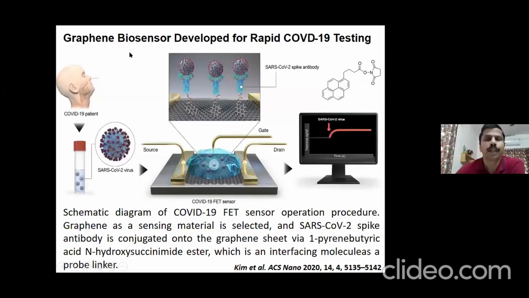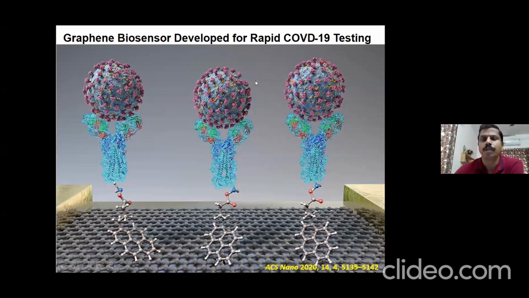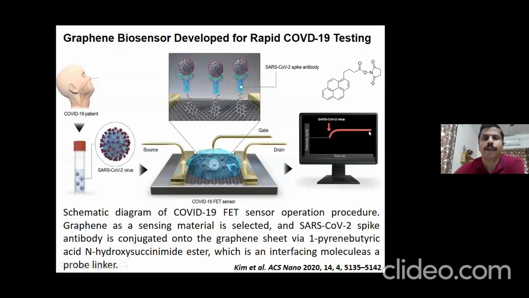What you are seeing here is the sensing of the COVID-19 antigen. So you can see that the COVID-19 patient, and you can take the antigen from this using a swab.